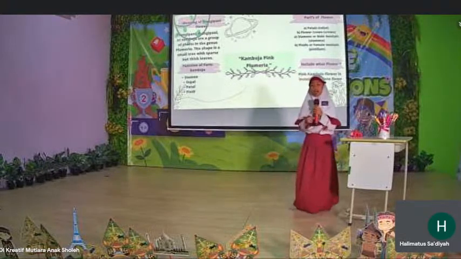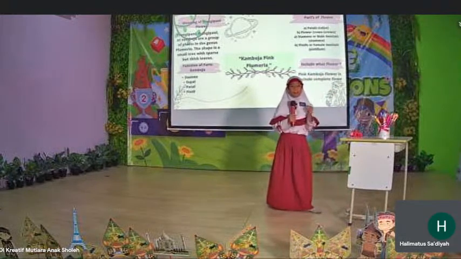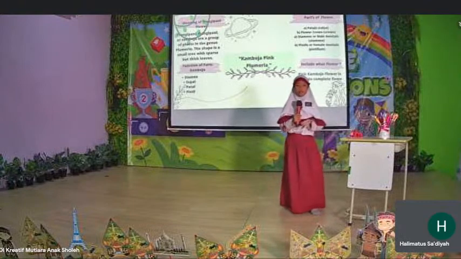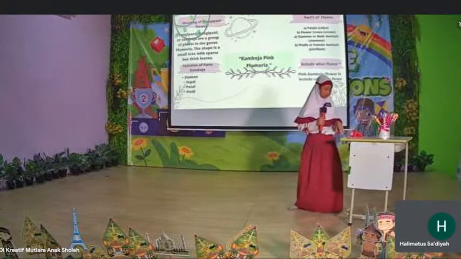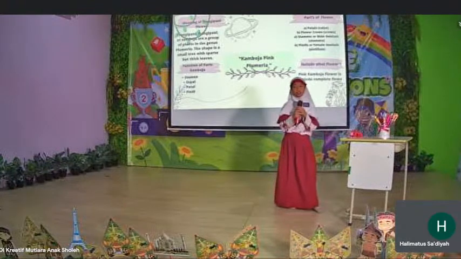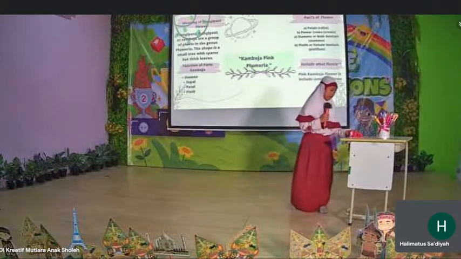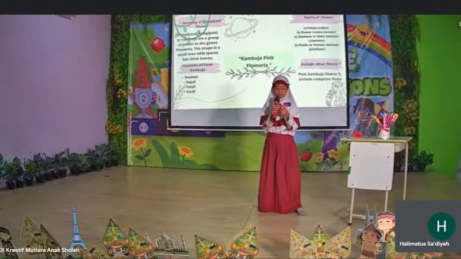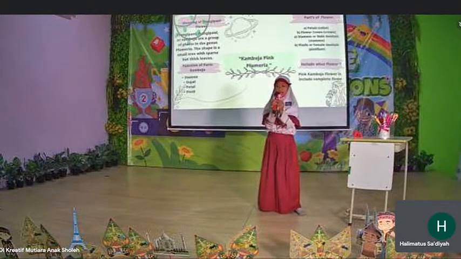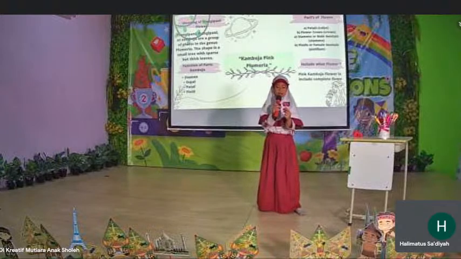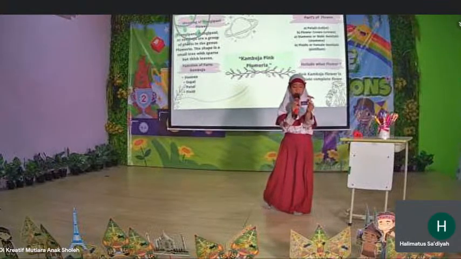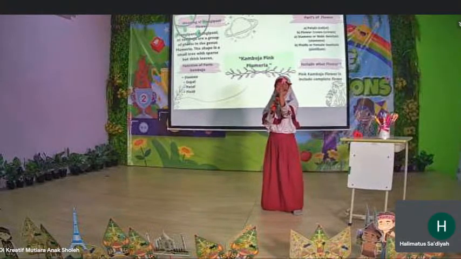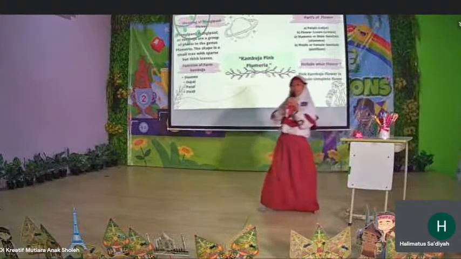And now, do you know what kind of flower the Kamboja pink flower is? The Kamboja flower is included as a complete flower. Here I have two Kamboja pink flowers. There is a complete flower and an incomplete flower. The complete flower is the big one, and the incomplete one is the small one. Okay, that's all about my presentation today.